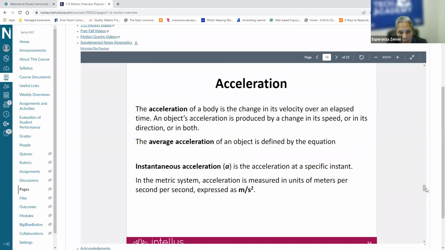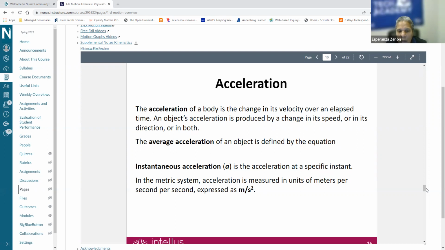Acceleration. So now we move from where's the object, and how fast is it moving and in what direction, to how is the velocity changing? When we want to know how an object's velocity is changing, we look at the change in velocity per unit time. And that is called acceleration. The change in velocity per unit time is acceleration.